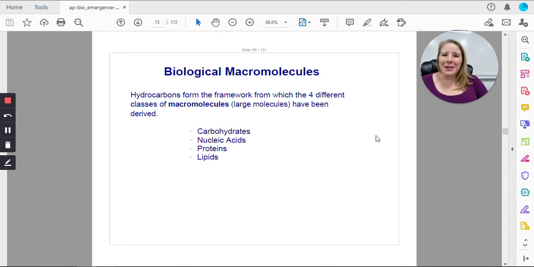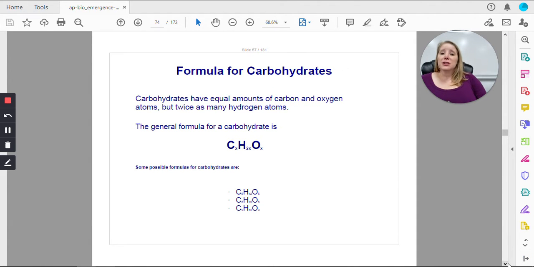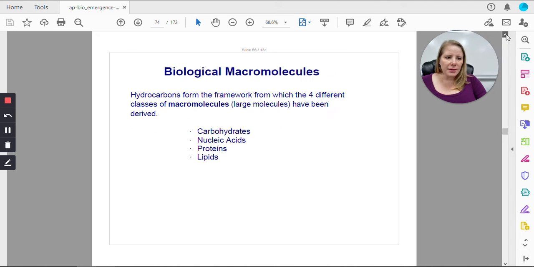Okay guys, we are going to continue talking about biological macromolecules. Remember, there are 4 that are important to life. There's carbohydrates, nucleic acids, proteins, and lipids. So these are very large and they're very important to life. So, first let's talk carbohydrates in detail.